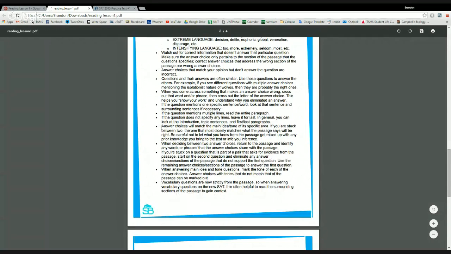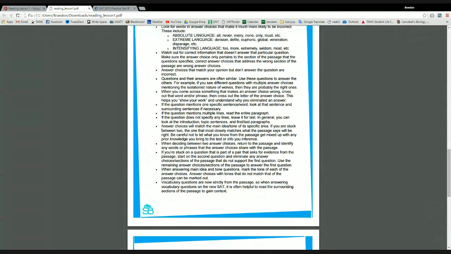Answer choices will match the main idea or tone of a specific area. If you're stuck between two, the one that most likely matches what the passage says will be right. And be careful not to let what you know from the passage get mixed up with any prior knowledge you bring to the test, or inference.